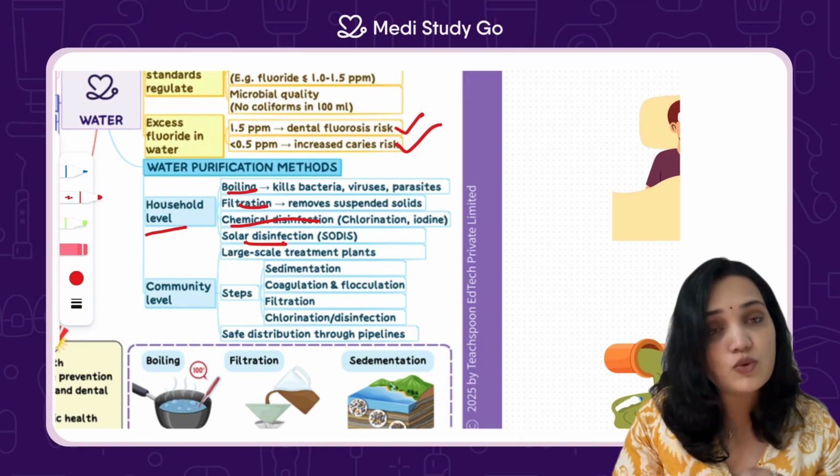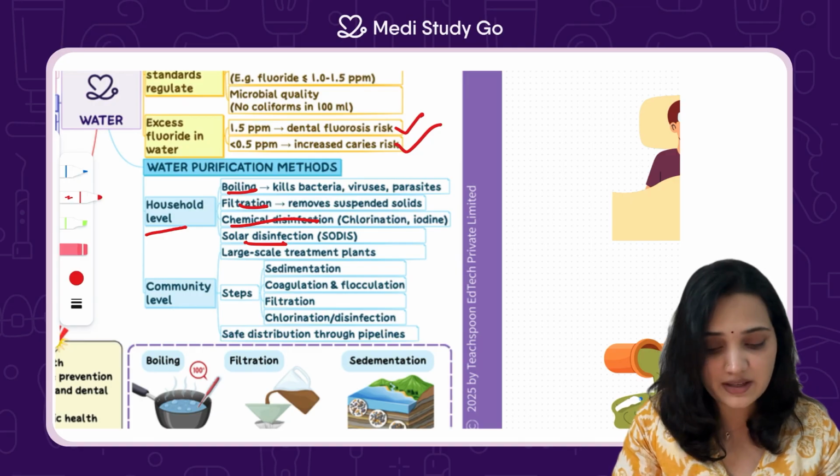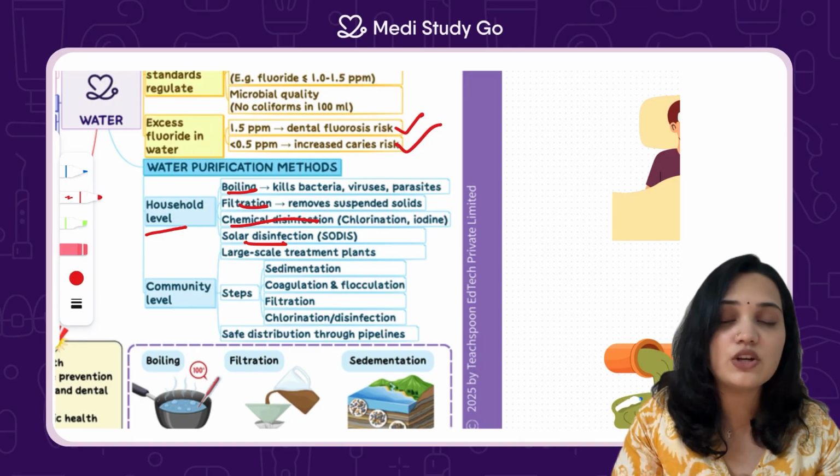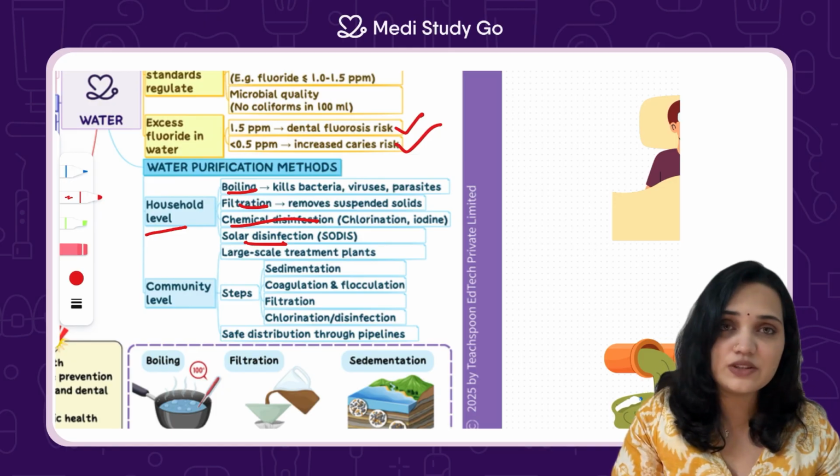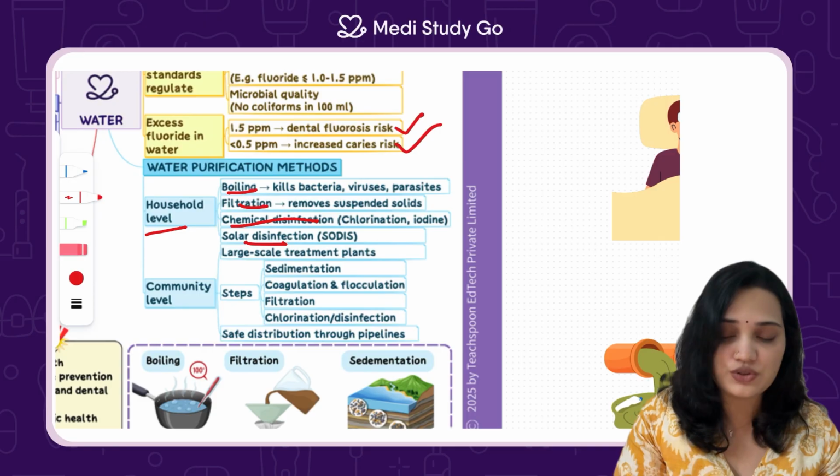Boiling is the simplest method. It's also the most effective. It will kill the bacteria, it will kill the viruses, the parasites. It's also something we can do on our own. On the community level though, large scale treatments are used.